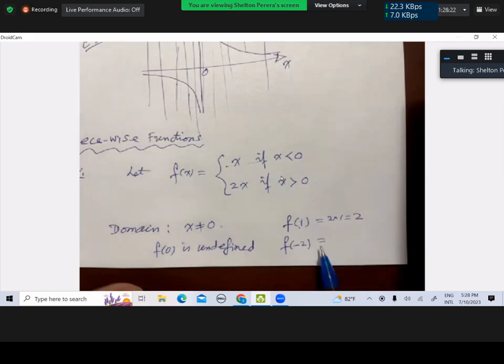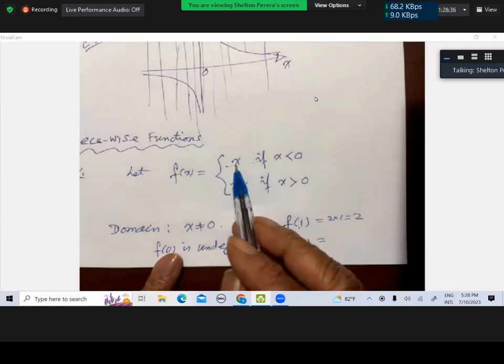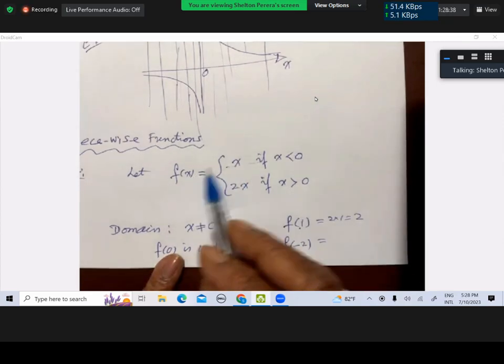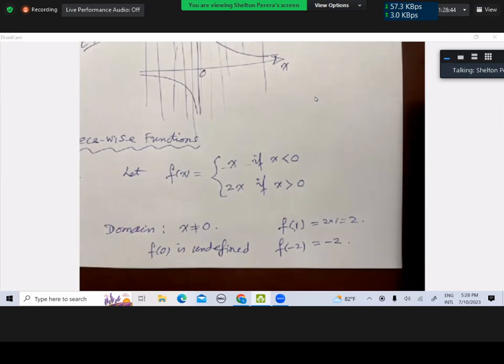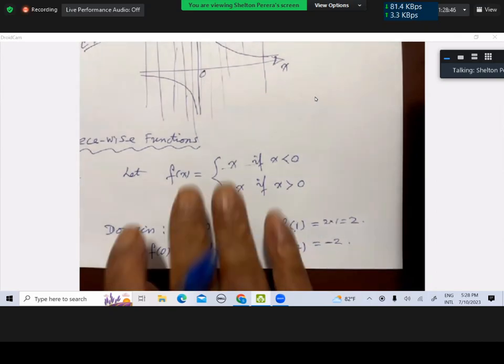f of minus 2 for this one, yes, one student has given the answer. Minus 2, very good. f of minus 2 is equal to minus 2 because f of x equals x when x is negative. Yes, negative 2. Sketch the graph of this function.